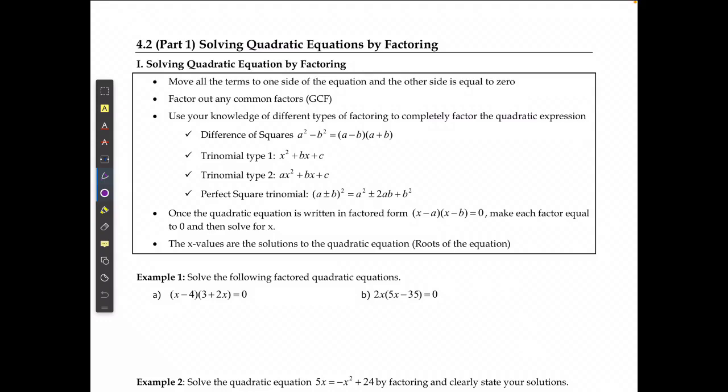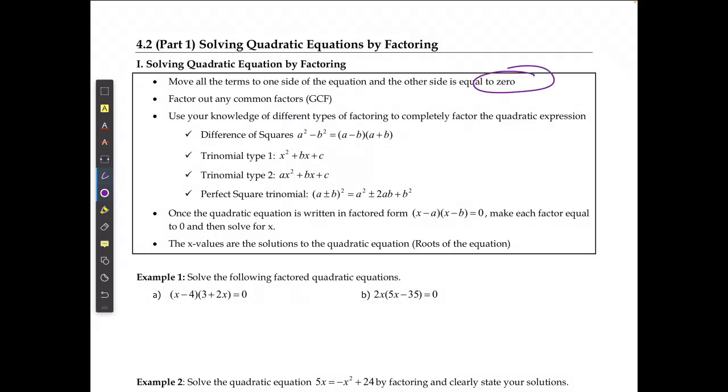Okay, so now that we have looked at how we can solve quadratic equations by graphing, we're going to look at our first algebraic method. We're going to solve these using factoring. So the first step is, very much like with our graphing, we're going to move everything to one side.